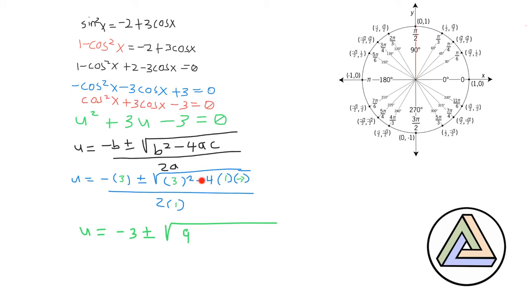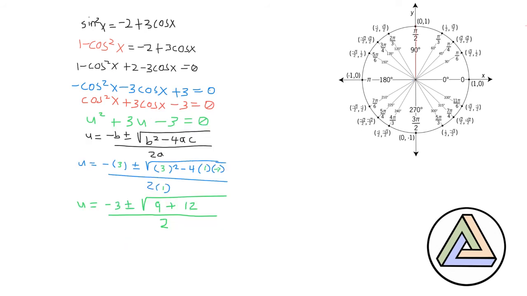What do we get when we multiply negative 4 times positive 1 times negative 3? Well, that would actually be a positive 12. So I'm just going to write plus 12. I'm going to worry about that later. Plus 12. And then we have 2 over here. So what do we get as a result of all that? Well, that's going to be u equals negative 3 plus or minus radical 21 all over 2. So we could then substitute cosine back into it, and write that cosine of x equals negative 3 plus or minus radical 21 all over 2.